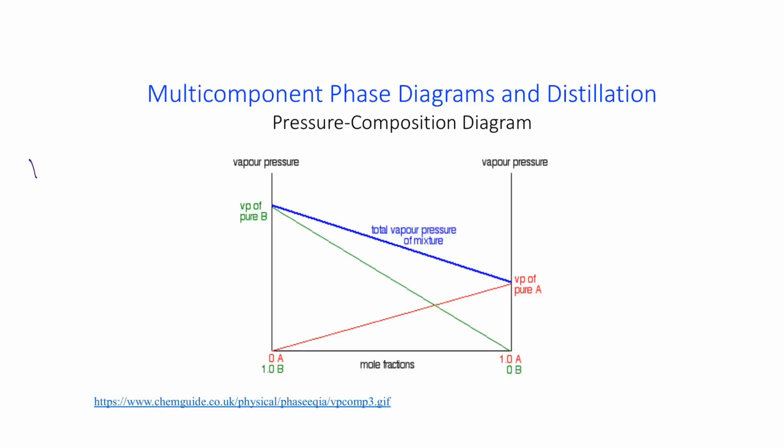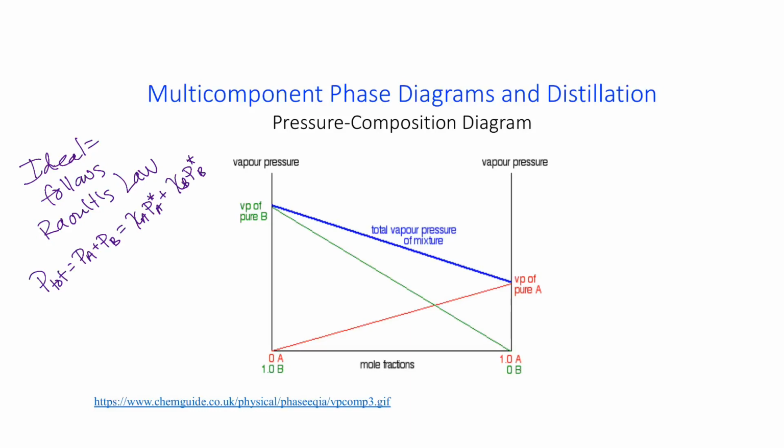Okay, so ideal equals follows Raoult's law. And as a reminder, this is our mathematical representation of Raoult's law, where we have a total pressure of our system that is given by the sum of all the individual partial pressures of the components in your mixture. In this case, we are just taking a simple binary mixture.